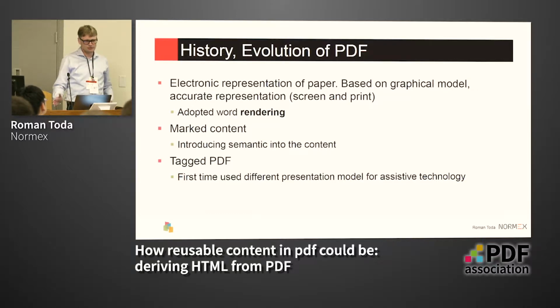So we started back in '93 with electronic representation of a paper. So the basic PDF model, the original one, was based on a graphical model. We wanted to accurately represent the content on a paper, either on a screen or on a printout. So we adopted a word rendering. We wanted to precisely render the content that's been in a PDF file.